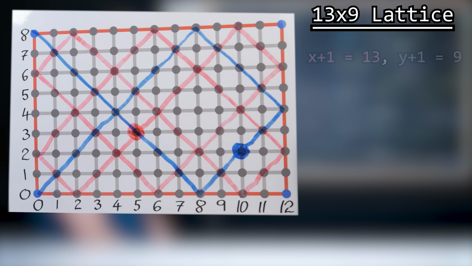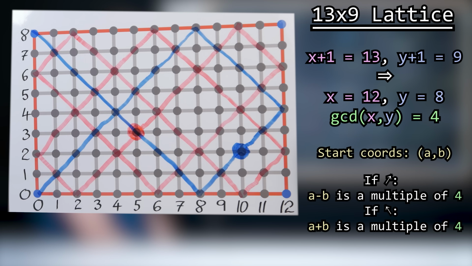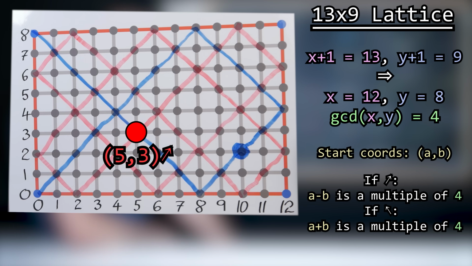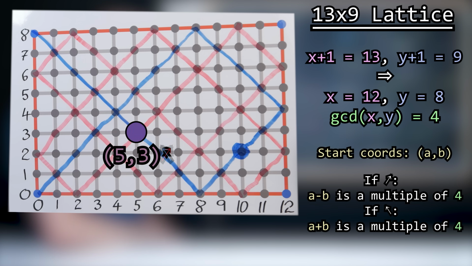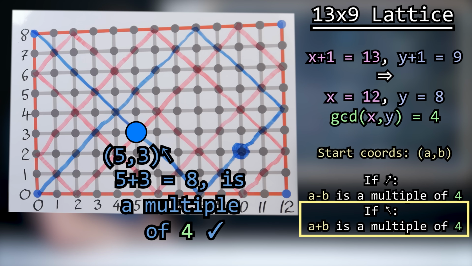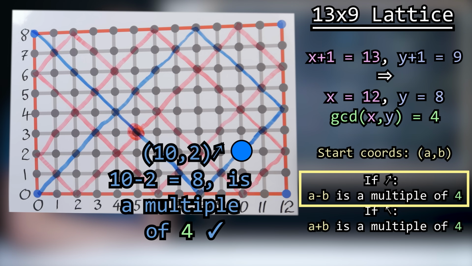If you go back to our 13 by 9 example, here x is 12 and y is 8, the greatest common divisor is 4. We saw earlier that 5, 3 doesn't result in a corner hit. That's because it's traveling in the positive direction and the difference between the coordinates is 2, which isn't a multiple of 4. But if we start off going in the negative direction, the sum of the coordinates is 8, which is a multiple of 4, which does result in a corner hit. Similarly for when we started at 1, 5. Going in the positive direction works because the difference between the coordinates is a multiple of 4.